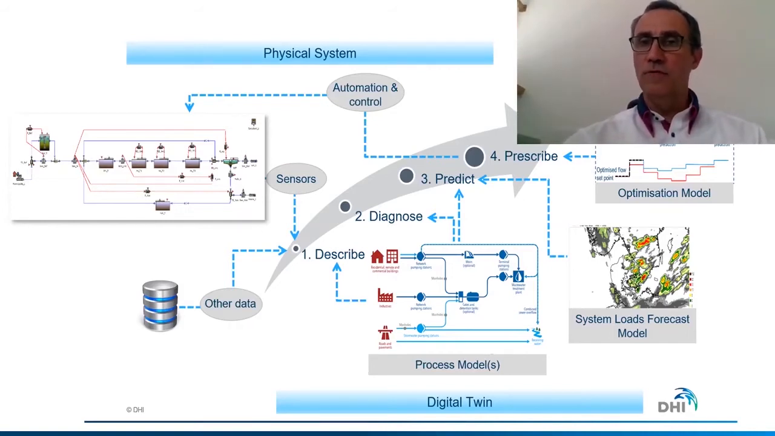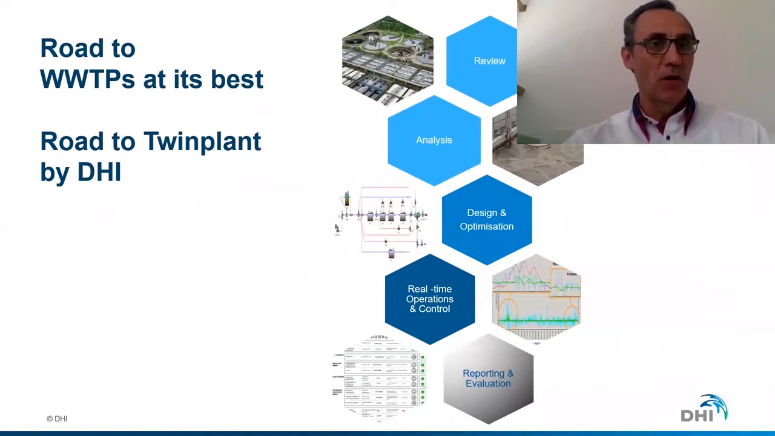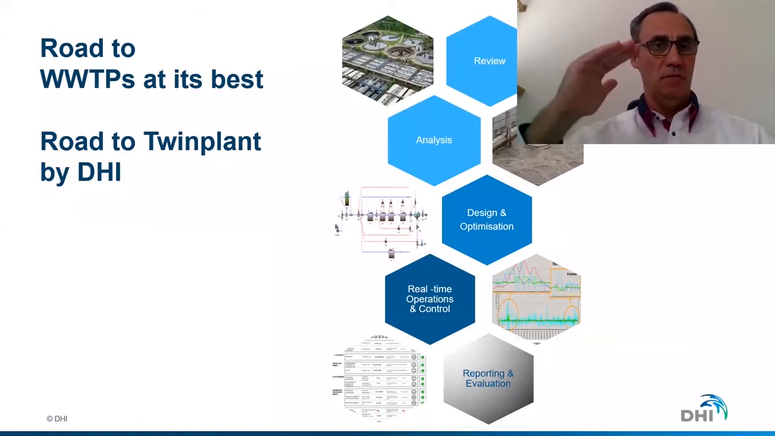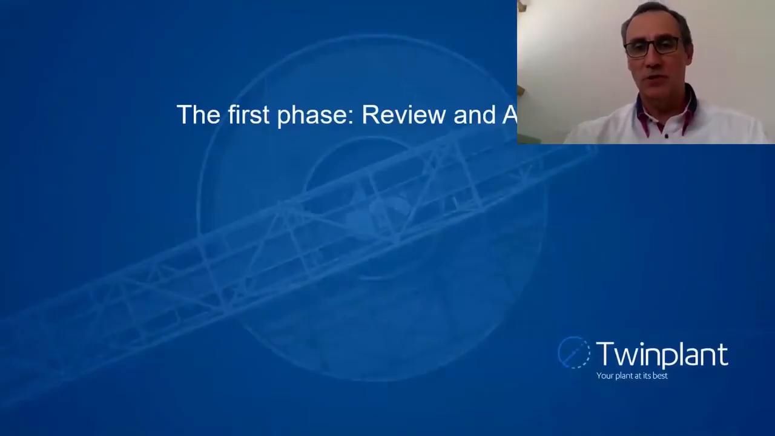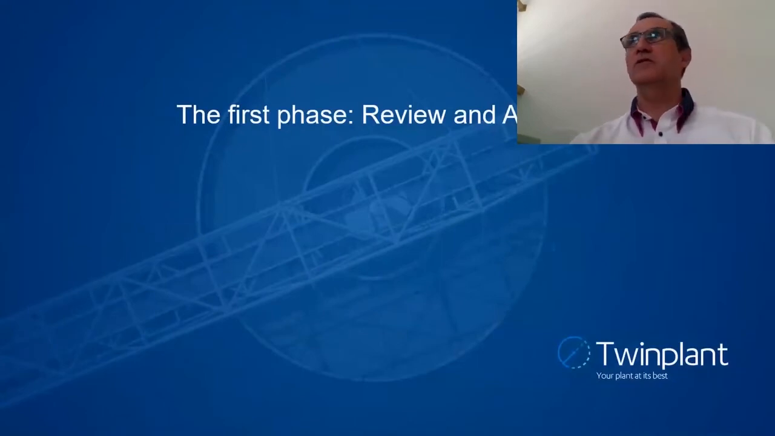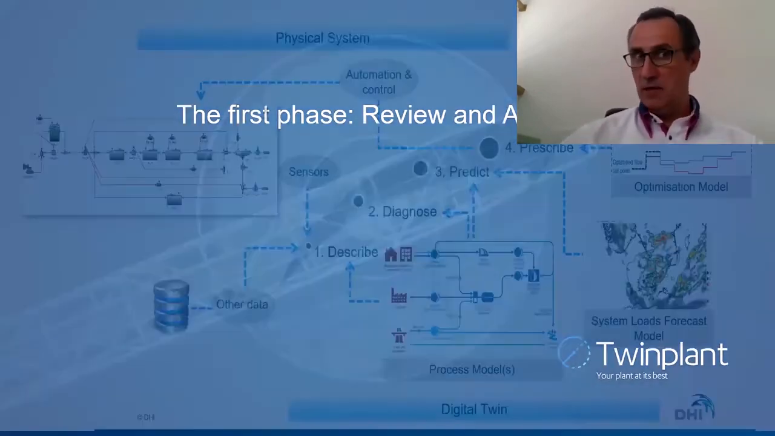We call it the road to the wastewater treatment plant at its best, or the road to twin plant, as we see it, with several steps from review and analysis through design optimization up to the real-time and operational control of the wastewater treatment plant. So let's go to the first stage of the implementation of the twin plant, and that's review and analysis. I will go through it very quickly, because that's the stage where most treatment plants likely are today.